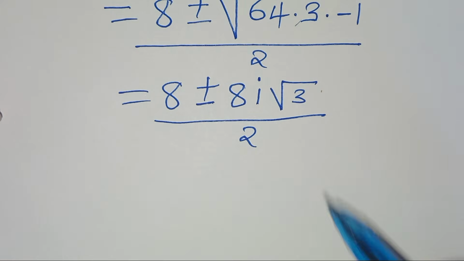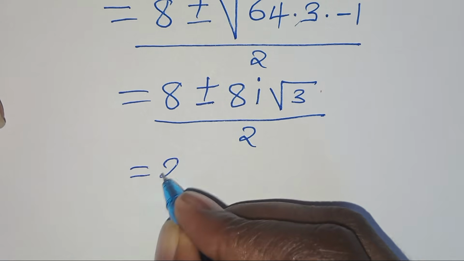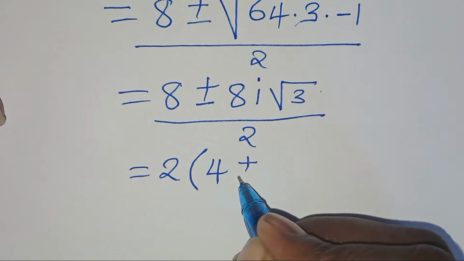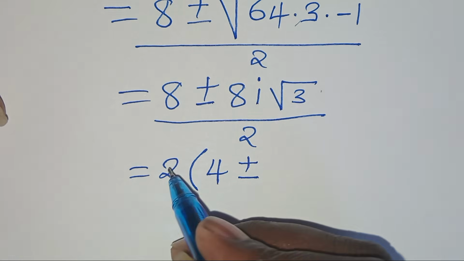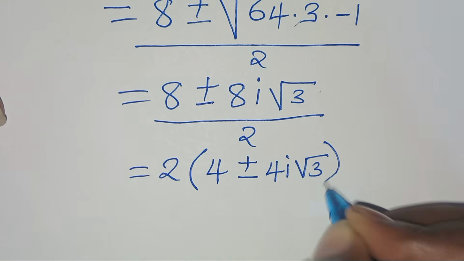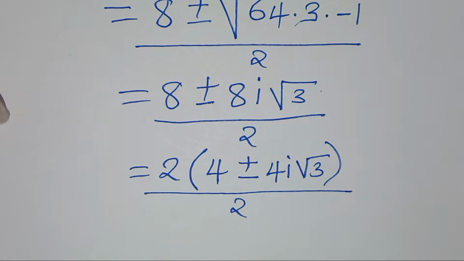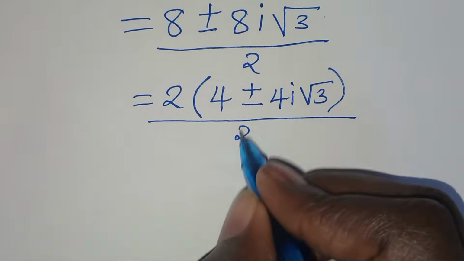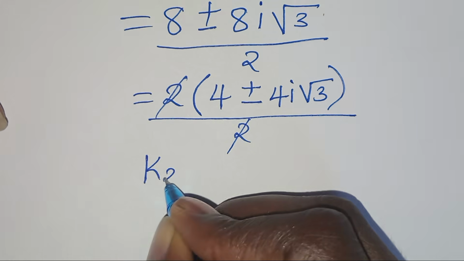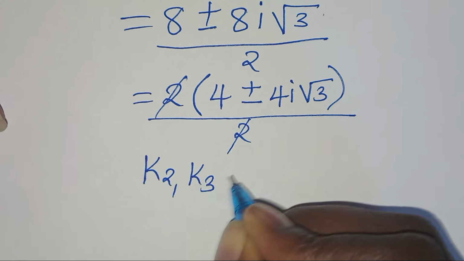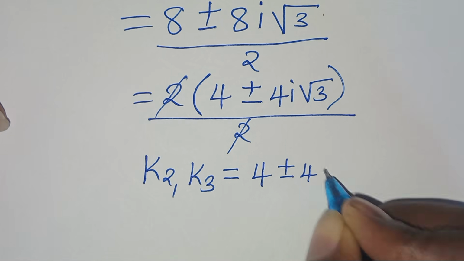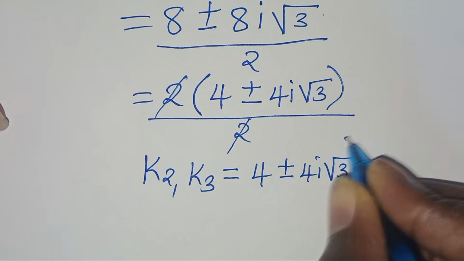In the numerator here, we have that 2 is common, so we can factor out 2. So 8 divided by 2 is 4, plus or minus 8i square root of 3 divided by 2, which is 4i square root of 3, then divided by 2. Now let's simplify 2 and 2 here, so that k2, k3 is equal to 4 plus or minus 4i square root of 3.